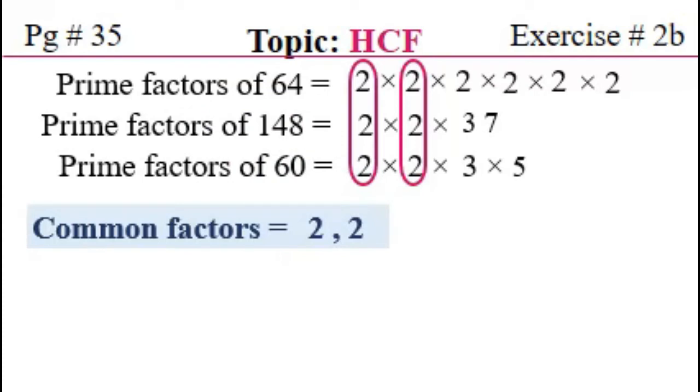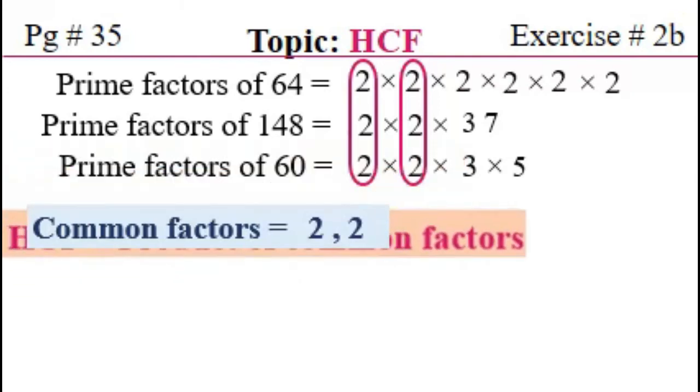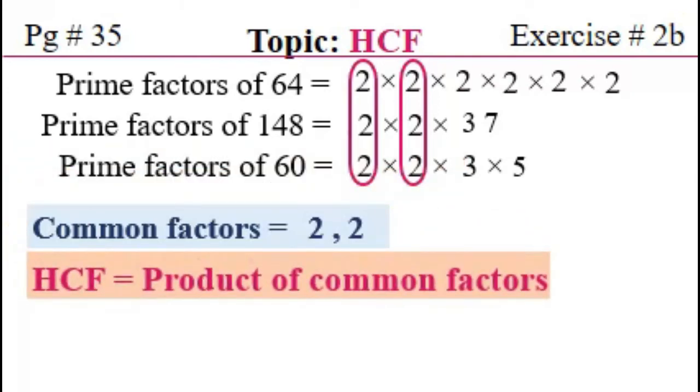Now let's move to the third step. What was the third step? The third step was to take the product of common factors. So now we'll use the formula: HCF is equal to the product of common factors. So we can write that HCF is equal to 2 multiplied by 2, and 2 times 2 is 4. Therefore, the HCF we have got is 4.